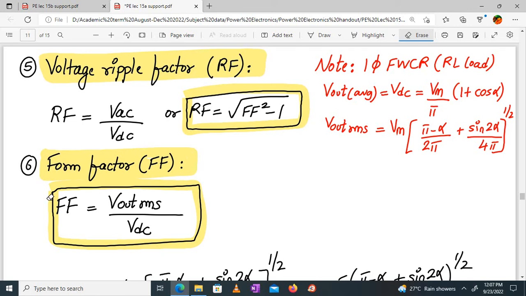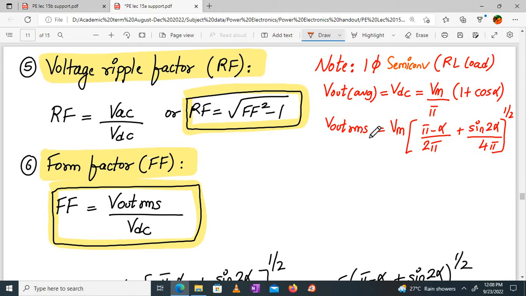Now we have studied single phase full wave control rectifier, or actually we can write this over here, one phase semi converter. So for one phase semi converter you have derived it. V out average is coming out to be same as VDC, Vm upon pi (1 plus cos alpha). Write it if you want, otherwise we have derived it.